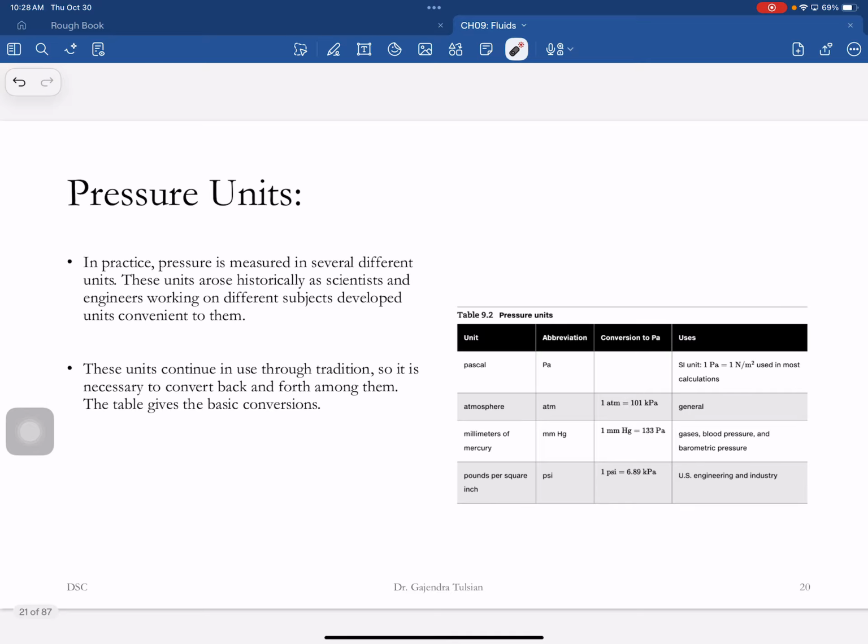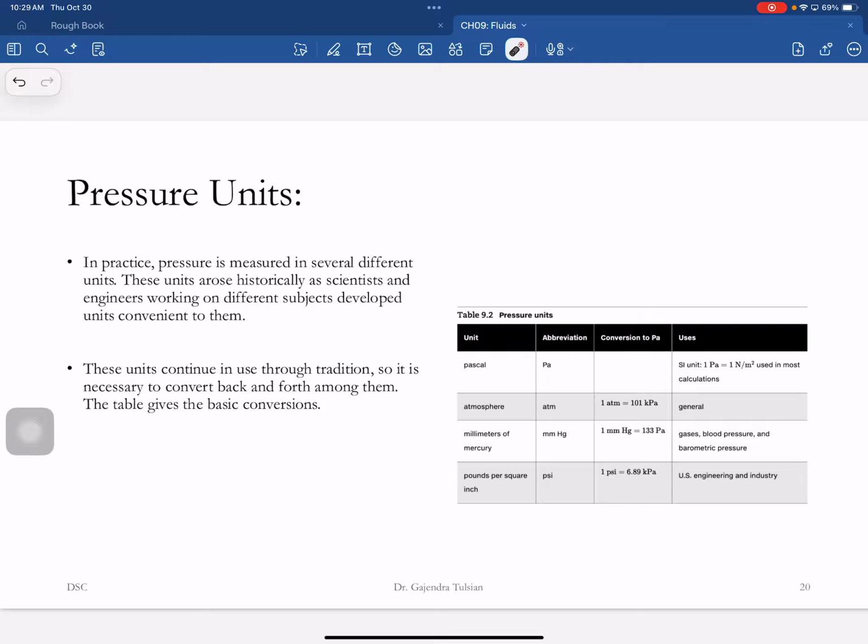Okay. So here are some of the pressure units. Pascals is the SI unit for pressure. 1 atmosphere is our atmospheric pressure. Millimeter of mercury, this is what's used in the healthcare industry. So for instance, when you go to your doctor and your ophthalmologist measures your ocular pressure, you guys know that number? It's about 15 millimeters of mercury.